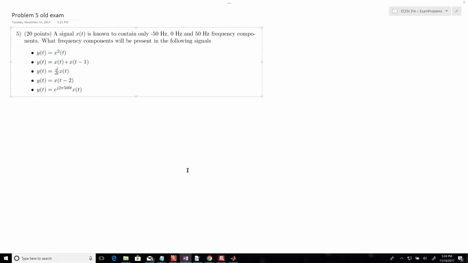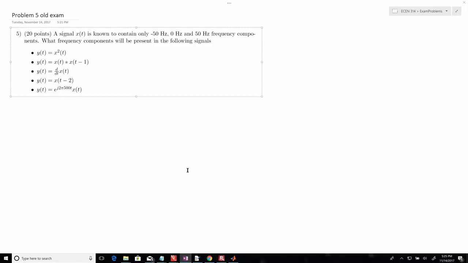Okay, in this video I'm going to try to solve this problem from one of the old exams. We're given a signal x of t and we're told that it is known to contain only frequency components which are negative 50 Hertz, 0 Hertz and 50 Hertz. And then we're asked what frequency components will be present in the following signals. So let's look at the first one, x squared of t.